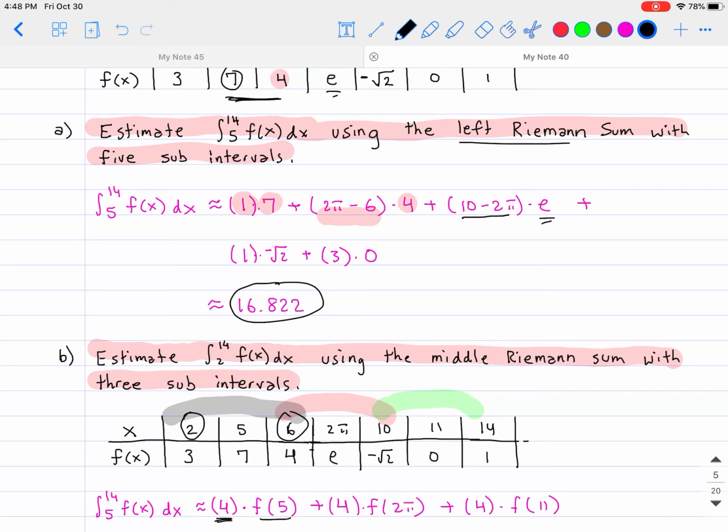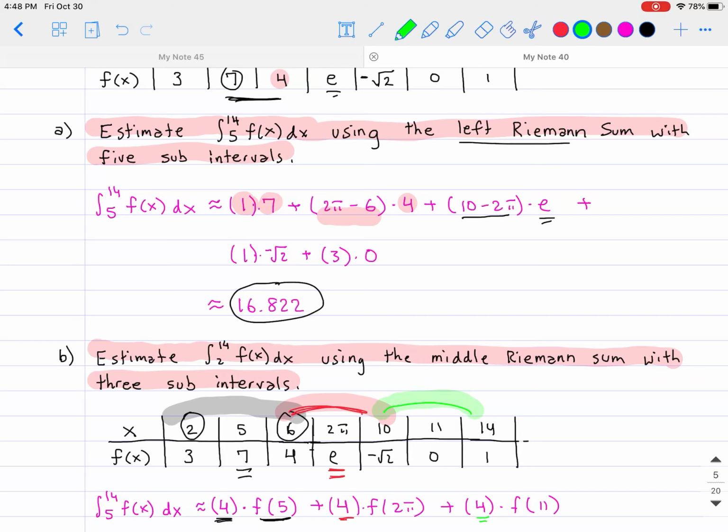So for each one of these, let's solve for it. For the first subinterval, from 2 to 6, the base is going to be 4 because that's the difference, 6 minus 2, multiplied by f of 5, which is the height of that interval. So that's where the 7 is going to come in. The next piece, I am now going to look at from 6 to 10. The difference in the two values, that's the base, which is going to be 4, multiplied by f of 2 pi, which is the height, which in this case is e.